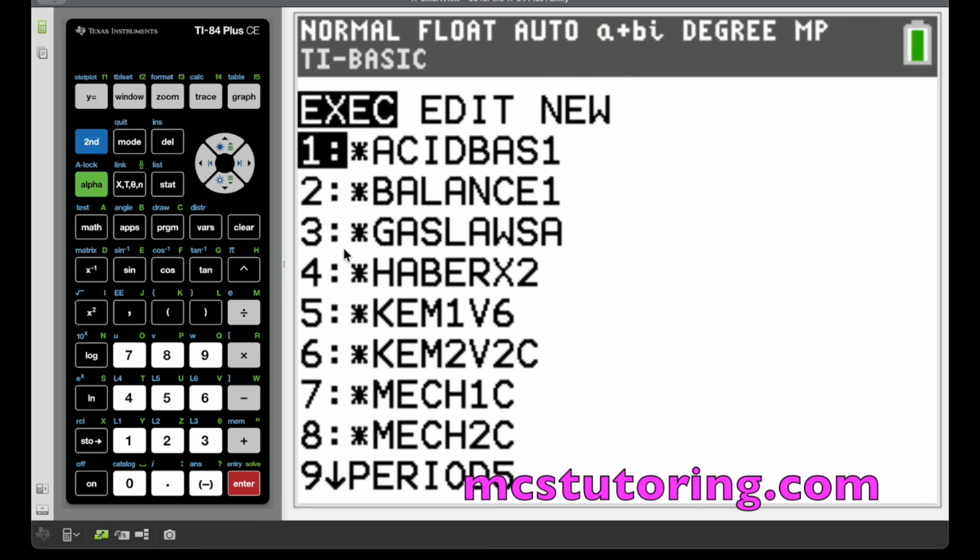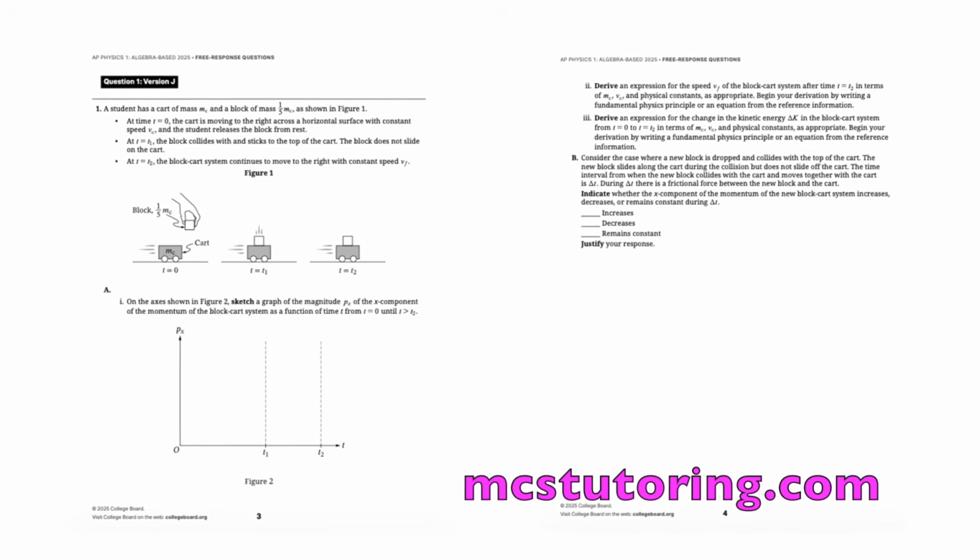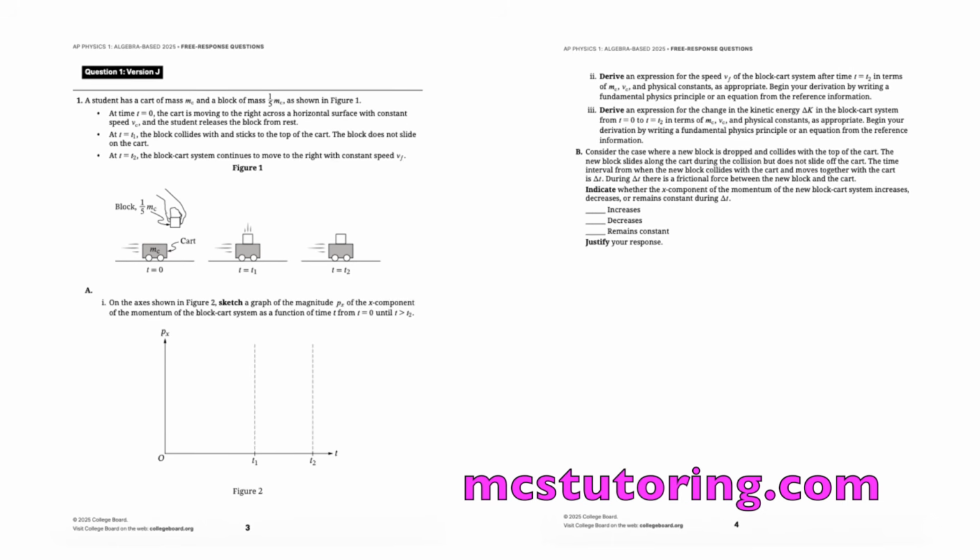But what it does help you with is this: setting up your equations correctly, checking your work, and avoiding mistakes under pressure. So here we are with question 1, an inelastic collision.